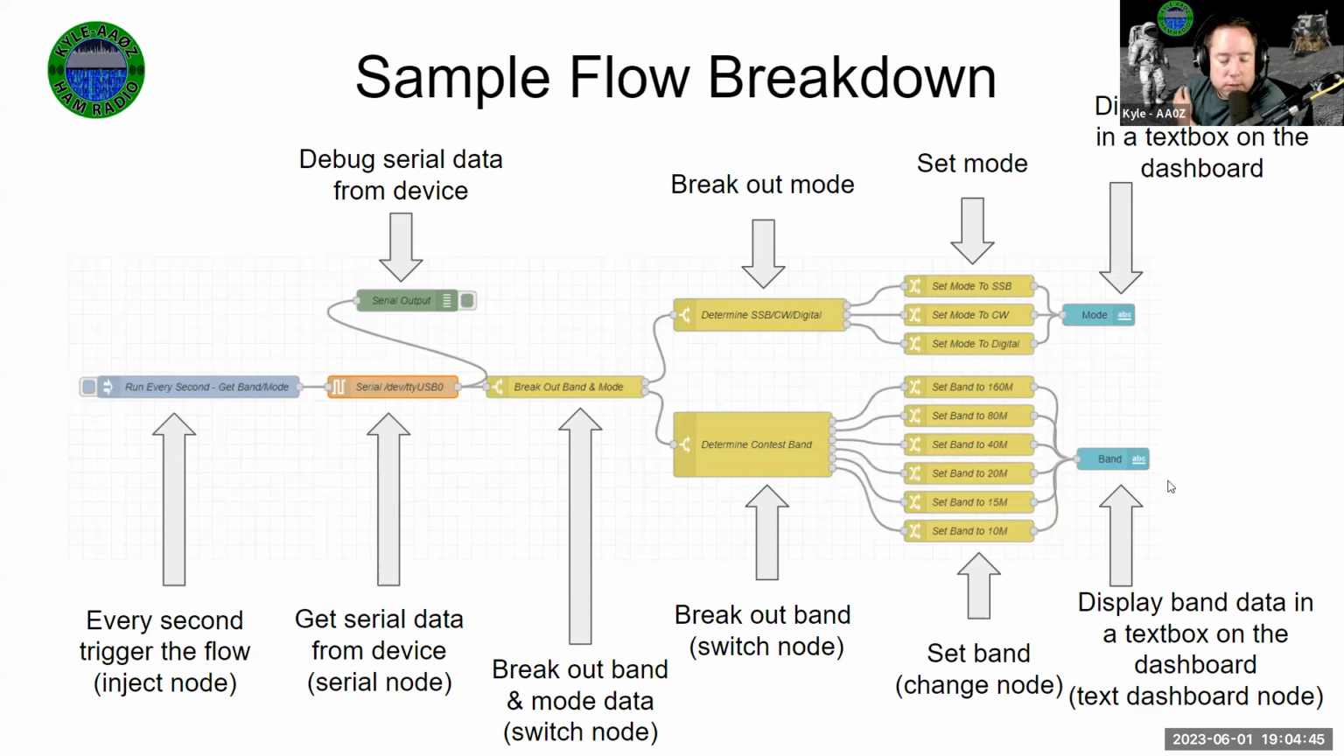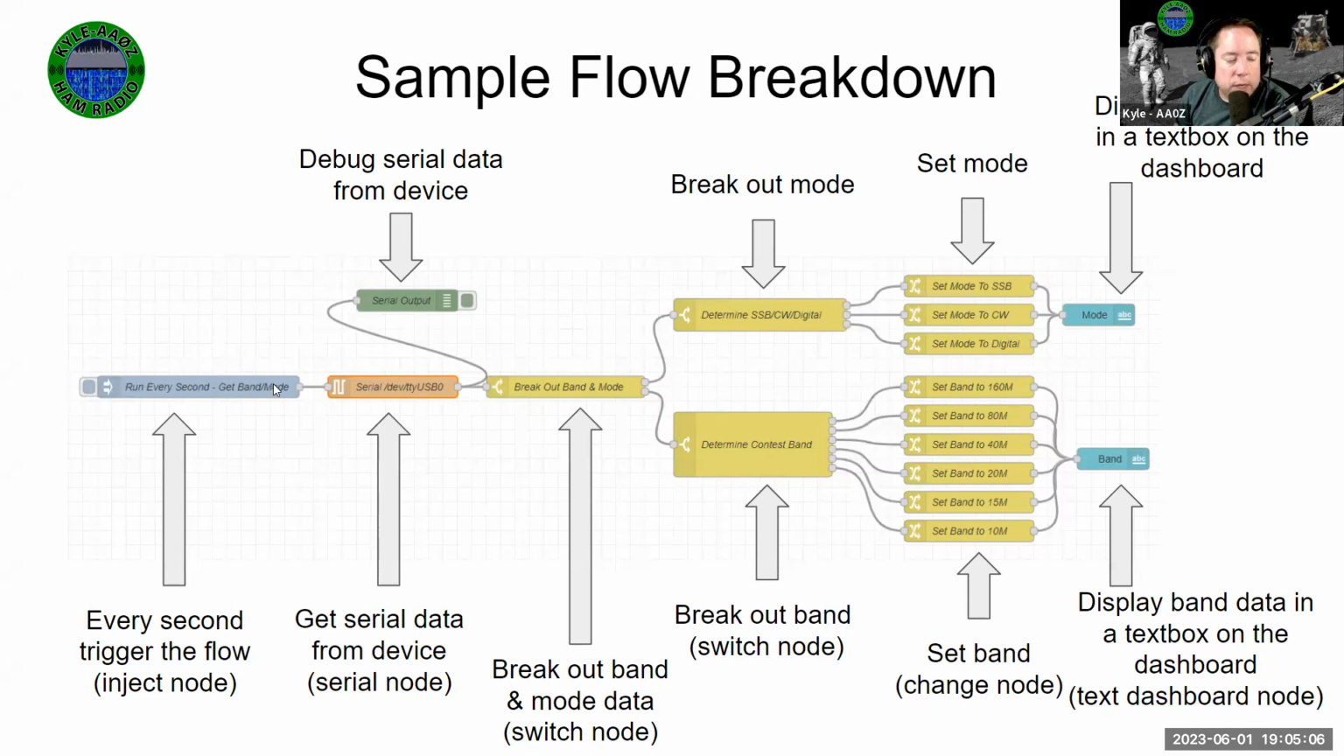All right, so let's go over a sample flow here, and hopefully some of this makes sense. So here we talked about an inject node, right? So we have pulled this over, and we're going to inject every second. So we've got that configuration page. We say, all right, start this flow every second.